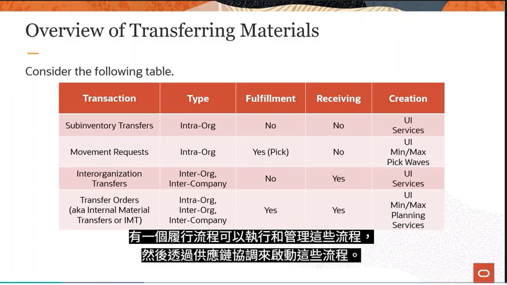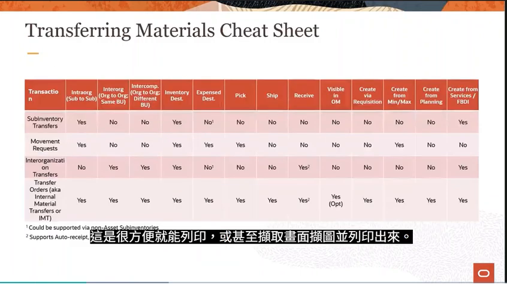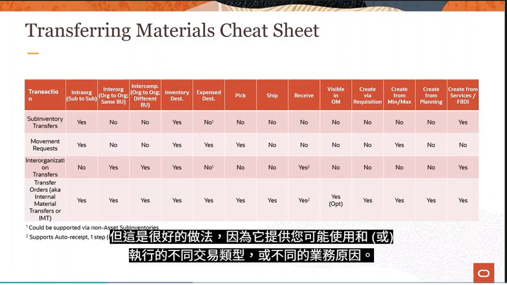This is a handy slide, or even grab a screenshot and print it out. And I think there's a copy of this out at docs.oracle.com. But it's nice because it gives you the different types of transactions that you may use and do for different business reasons. So the sub-inventory transfer, inter-org transfers, and internal material transfers. And then the different steps that may be part of that process and where it's applicable.